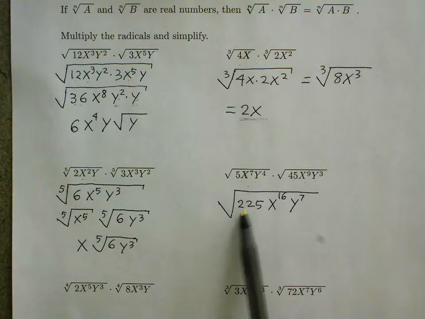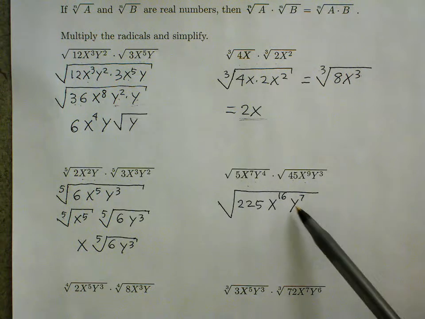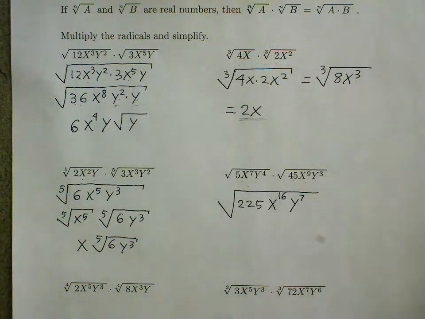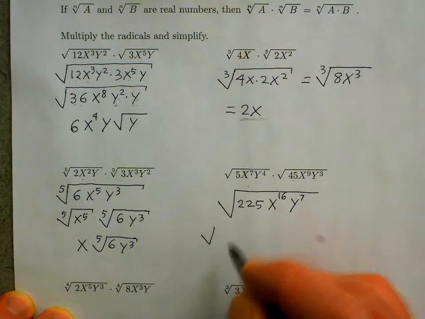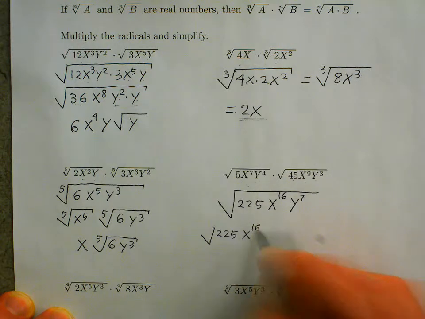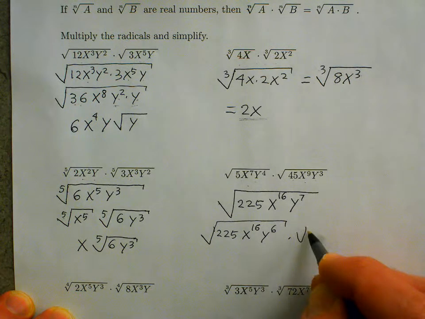225 is a perfect square, and so is x to the 16th. And the largest factor of y to the seventh that is a perfect square is y to the sixth. So we could start simplifying, but I'll just rewrite the square root of 225x to the 16th times y to the 6th times the square root of y.